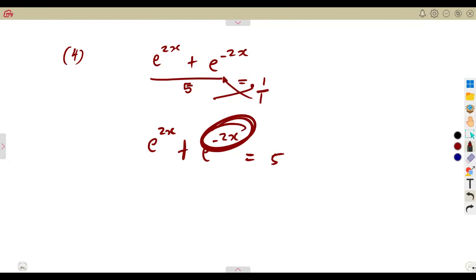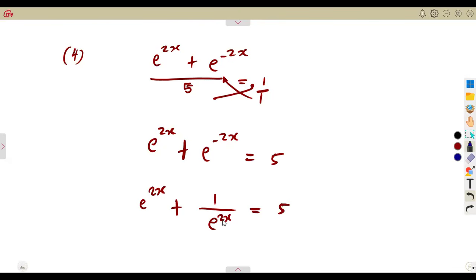There is a negative exponent, same as this part, but this is a negative. So get rid of that. Remember your laws of exponent. This is the same as 1 over. So it's e to the exponent of 2x plus 1 over e to the exponent of 2x is equal to 5, which we can see is exactly the same as this one. So it's just like you're given an equation x plus 1 over x is equal to 5.